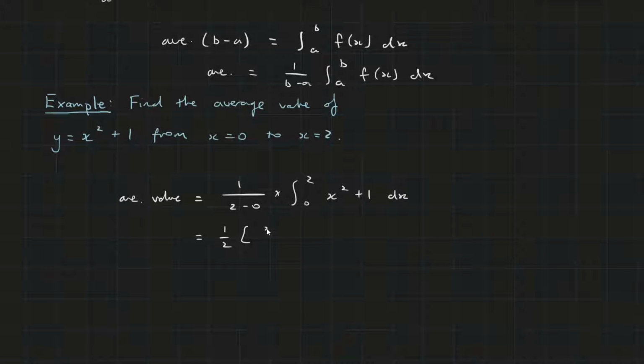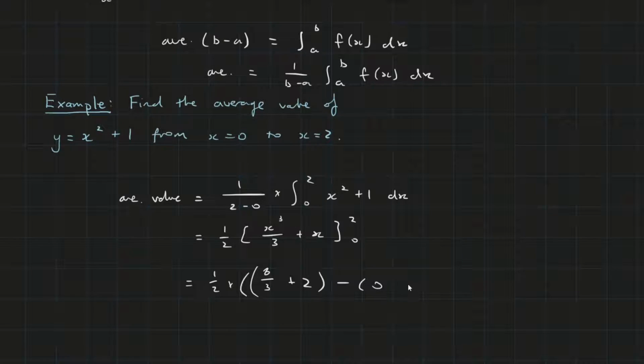The integral of x squared is x cubed over 3. The integral of 1 is x. So my bounds are going to be 0 and 2. Half, and then let's just substitute in our bounds now. 2 cubed is 8, divided by 3, plus 2. And then we minus 0, because 0 into both of these things is just going to become 0.